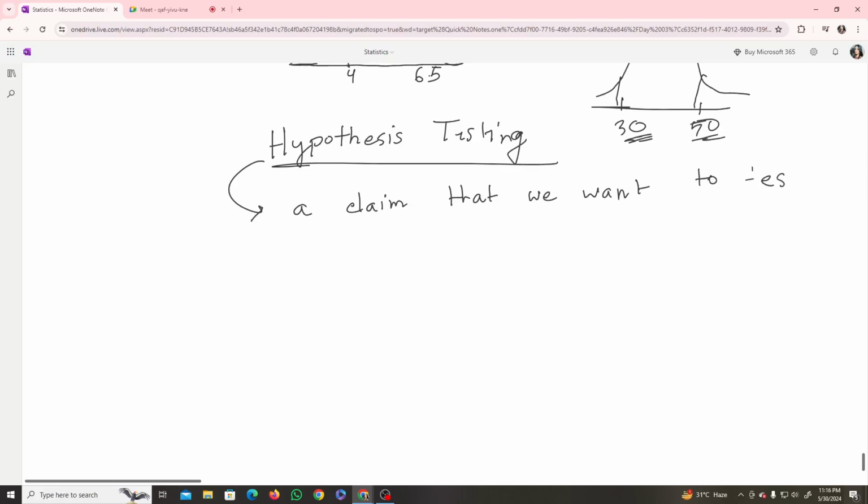Now let's talk about some examples, whether it will be a hypothesis test or not. Before that, let's talk about some fundamentals of hypothesis testing. There are two types of hypothesis: one is the null hypothesis, and another one is the alternative hypothesis.